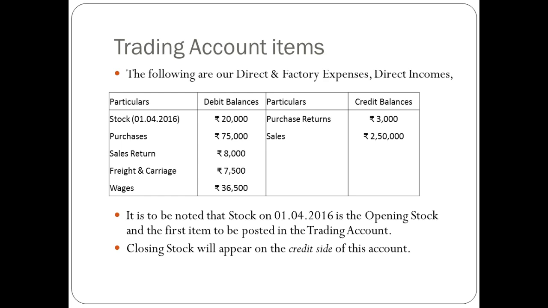Now we will identify the direct and factory expenses as well as direct income from our trial balance. After carefully studying the trial balance, we have found that purchases, sales return, freight and carriage and wages along with purchase returns and sales fall under the category of direct and factory expenses and direct income. Further, it is to be noted that stock on the 1st of April 2016 is the opening stock and it is the first item to be posted in the trading account. Also, closing stock will appear on the credit side of this account. With this clarification, we now post them in the trading account.